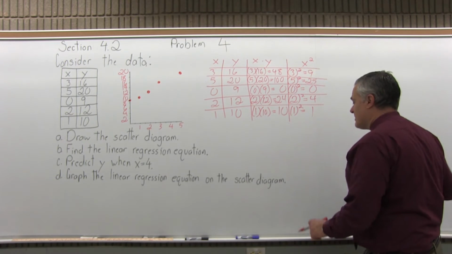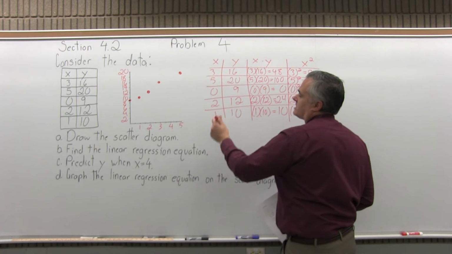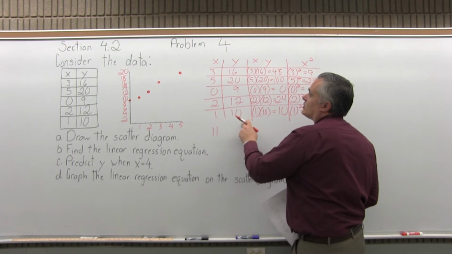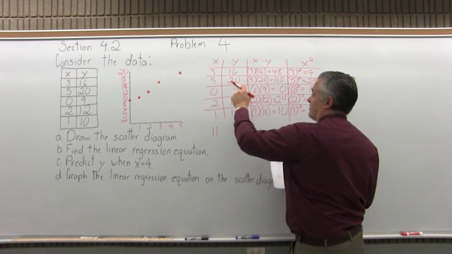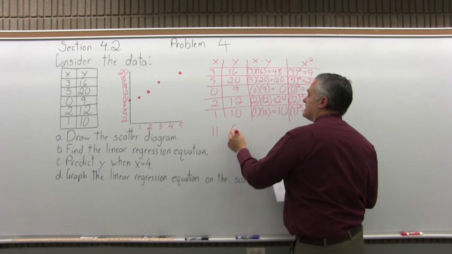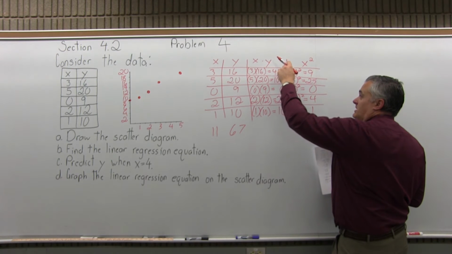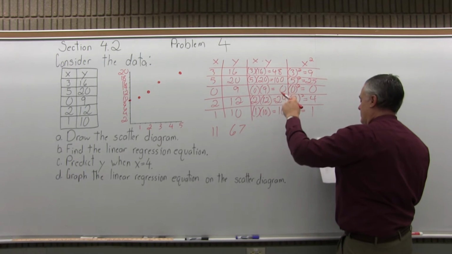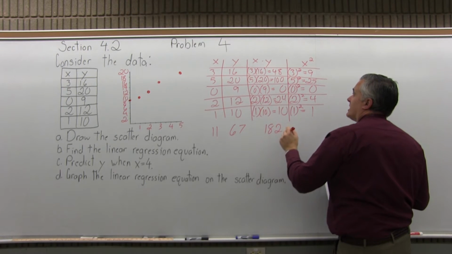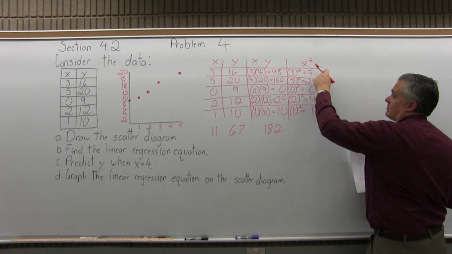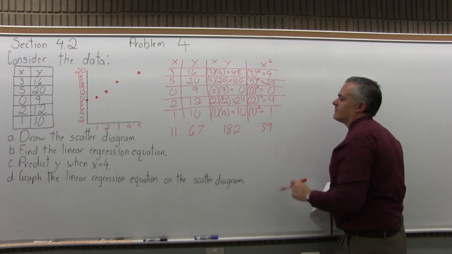Step 2, get a total for each column. I have some of the math done out so I can fill this in a little quicker. The total of the x column is 11. The total of the y column, 16 plus 20 plus 9 plus 12 plus 10, comes out to 67. The total of the x times y column is 48 plus 100 plus 0 plus 24 plus 10, which comes out to 182. And finally, the x squared column, 9 plus 25 plus 0 plus 4 plus 1, comes out to 39.